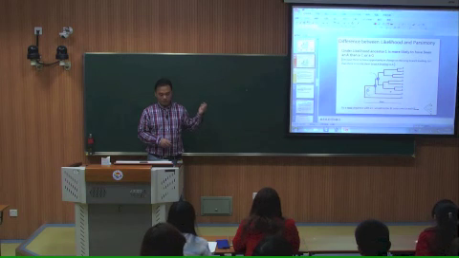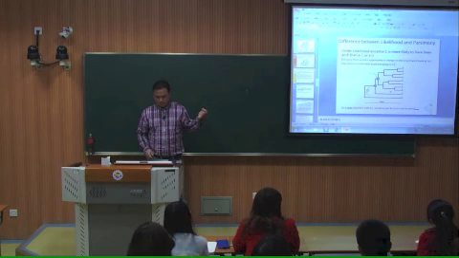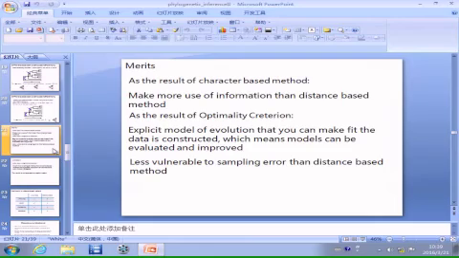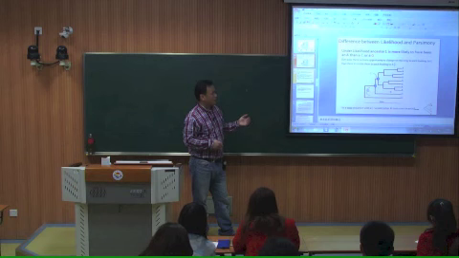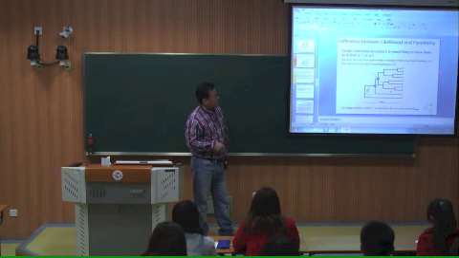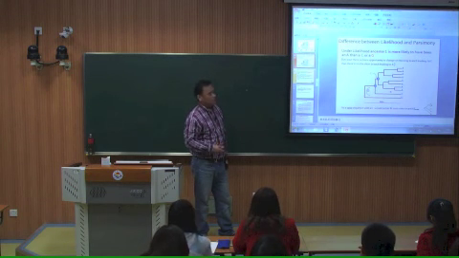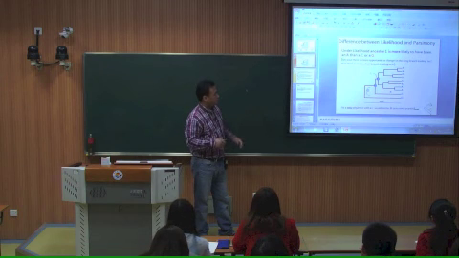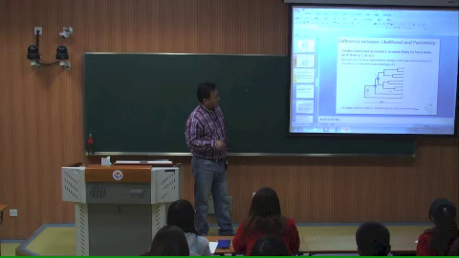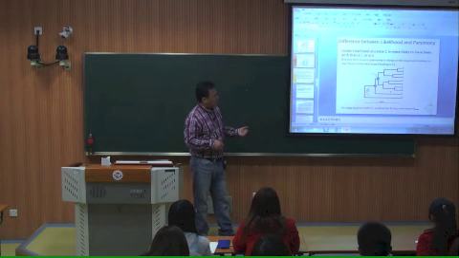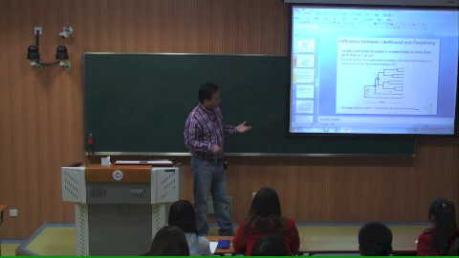So for maximum parsimony, there was a constant argument between the camp using the ML method and the parsimony method, like 10 years ago, but it's kind of settling down right now. So one merit of the likelihood method is that it can explicitly incorporate a model in the estimation.